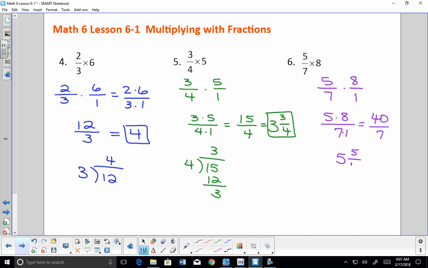If you have to show the division on the bottom, you have to show the 40 divided by 7, by all means do that. So you can see that it's 5 and 5/7.